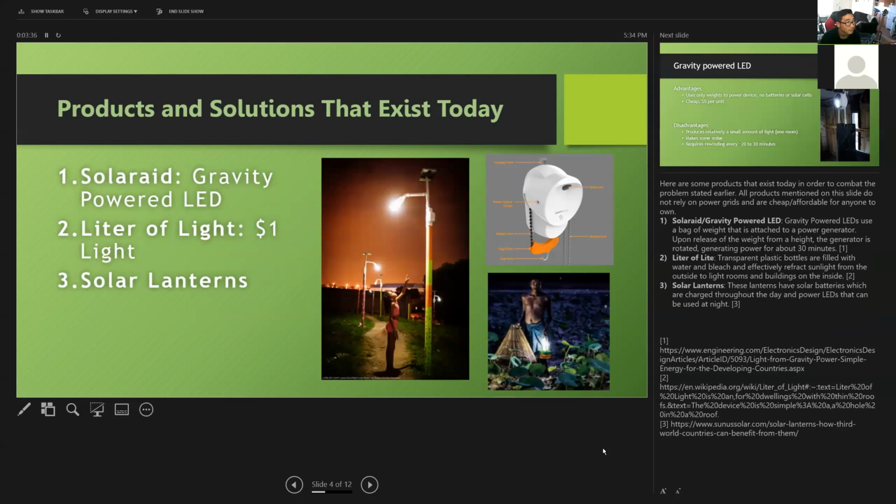The products and solutions that exist today, we looked at the gravity powered LED, the leader of light, and the solar lanterns, which we will go into in more detail. Next slide.